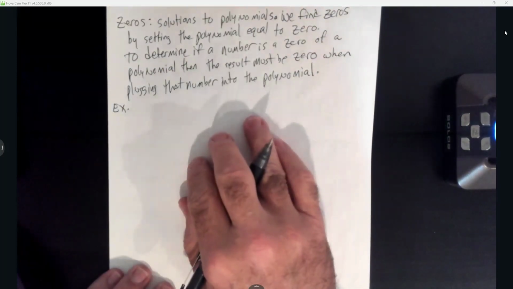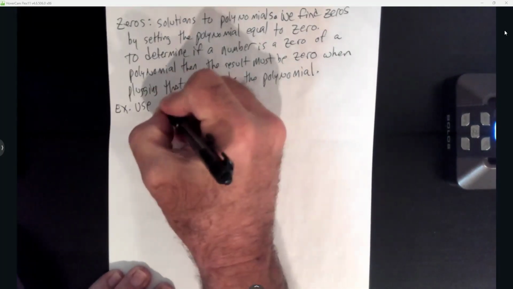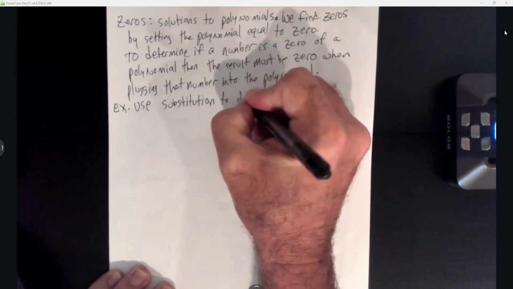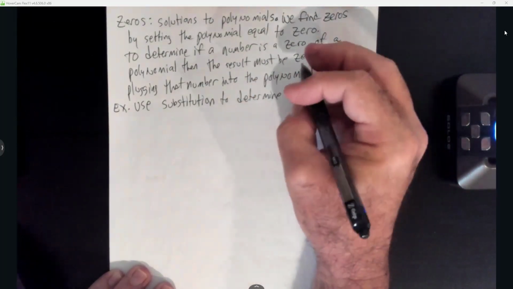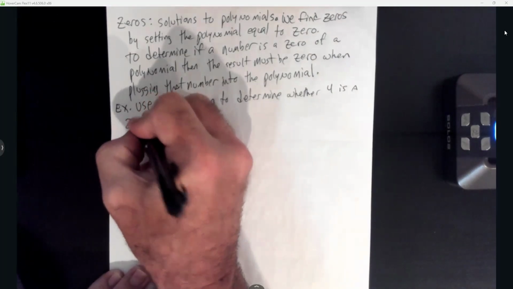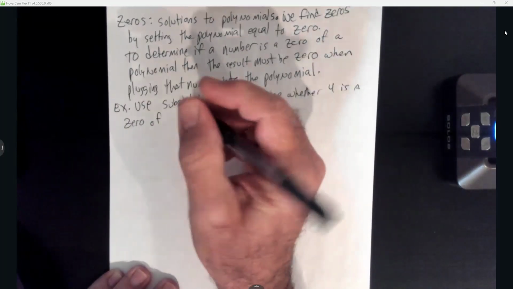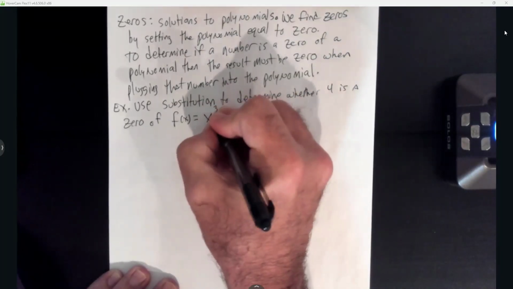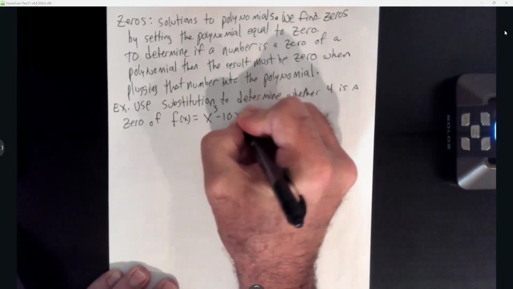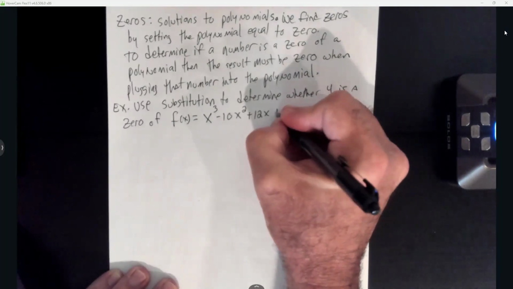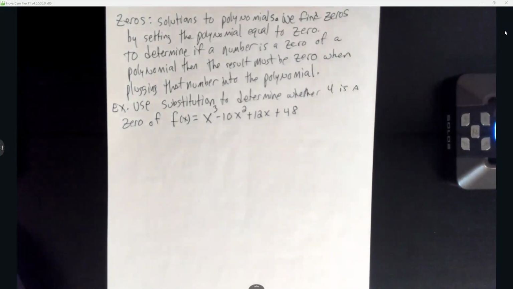So y'all watch this example here. They want us to use substitution to determine whether 4 is a zero of the polynomial f of x equals x cubed minus 10x squared plus 12x plus 48. So this is either going to be a yes or a no, okay?